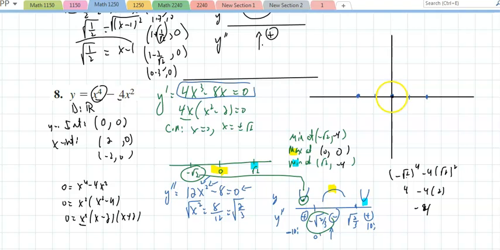So I have a maximum at 0, 0. I know what maximums look like. Maximums look like this. And I have a minimum at negative radical 2. Negative radical 2 is negative 1.4, and down 1, 2, 3, 4. And a minimum looks like this. And another minimum at radical 2, 1.4, 1, 2, 3, 4. So those turn out to be a lot closer than I anticipated, but that's okay.